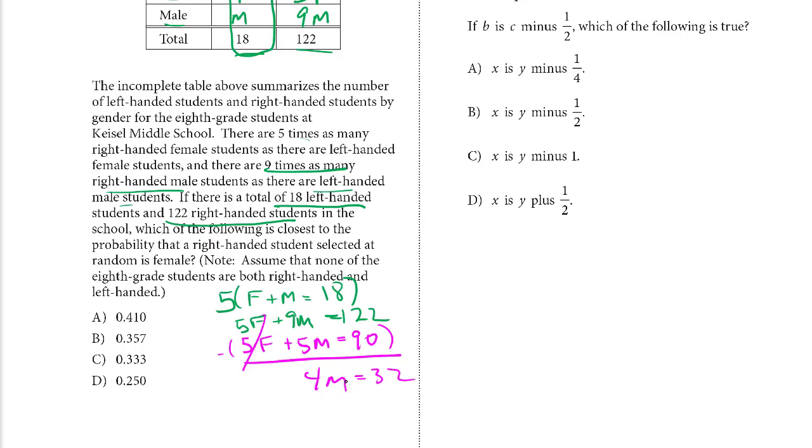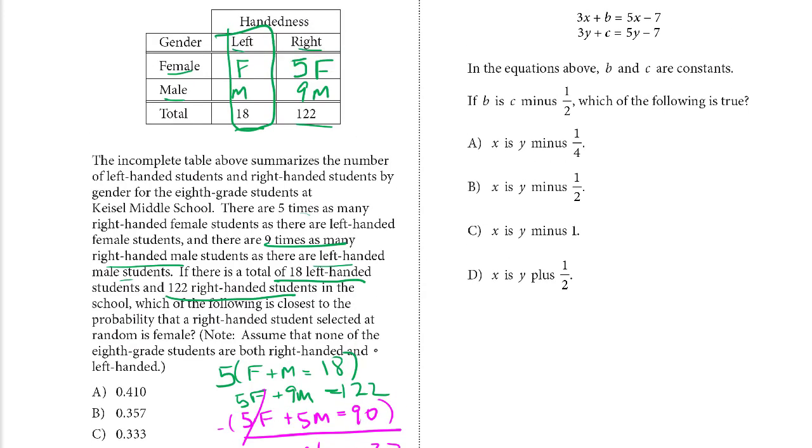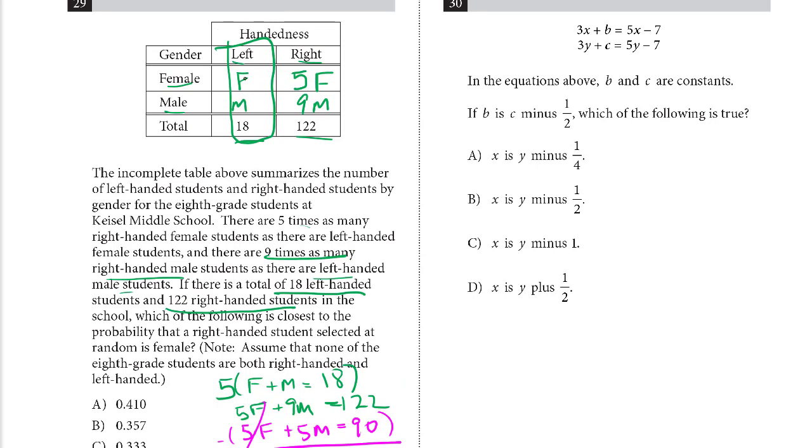So M equals 32 divided by 4, or 8. So there are 8 left-handed male students. We can fill out our table now. It's 8. That means this must be 10. And 5 times 10 would therefore be 50. And 9 times 8 would be 72. And of course, 50 and 72 adds up to 122, which is our check, basically, of the original equations.